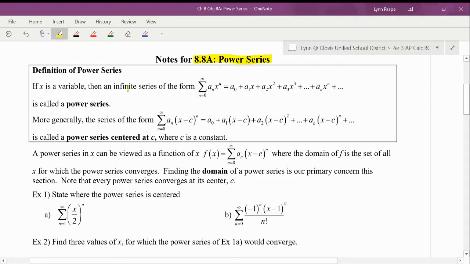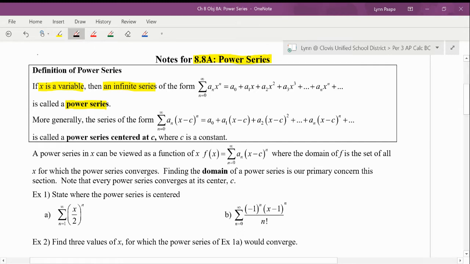So we're going to take a look at what we call a power series. This is our definition. We will have an infinite series, working with a variable of x. This is something we're familiar with, except what will be different is that we now have this x introduced into our infinite series, and that is what makes it a power series.